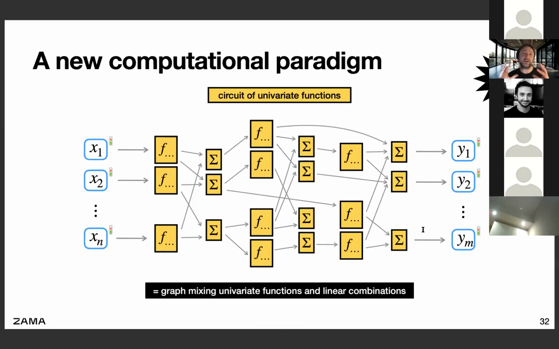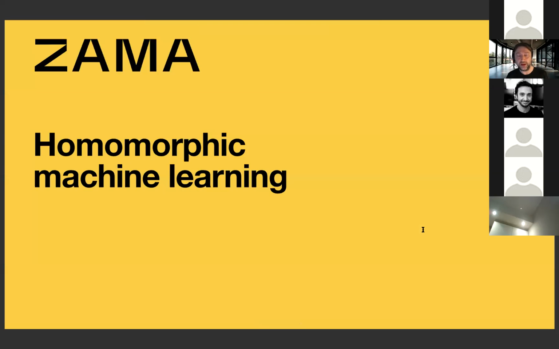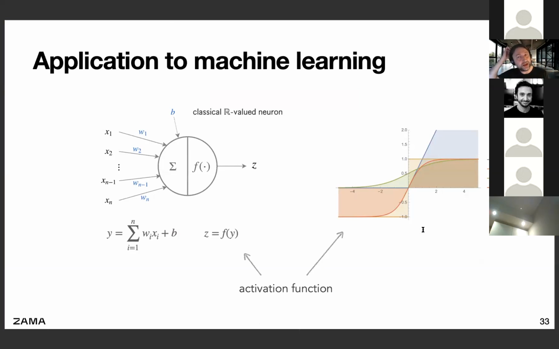If you know how to do this, it's going to be super efficient, because you're going to use programmable bootstrapping to do homomorphically all these univariate functions, and the linear combinations come for free. Every fully homomorphic encryption scheme likes linear combinations. It's never an issue. So now I'm going to talk a little bit about applications to machine learning to finish this presentation.